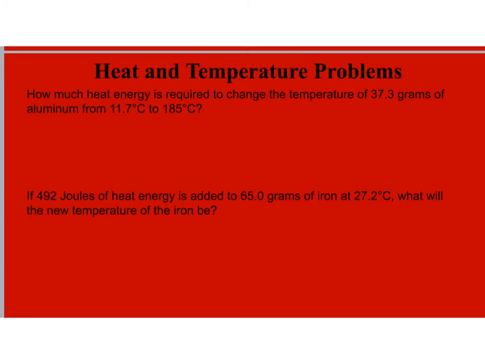So let's do a couple of these problems. They're not quite as challenging as the other one. Let's say we have: how much heat energy is required to change the temperature of 37.3 grams of aluminum from 11.7 degrees C to 185 degrees C? We're actually going to have to go back and use the chart and look up the specific heat capacity of aluminum. When we look it up, we see that aluminum has a specific heat capacity of C equals 0.897 joules per gram degree C. It's really important to know that I would give you these numbers on a difficult problem.